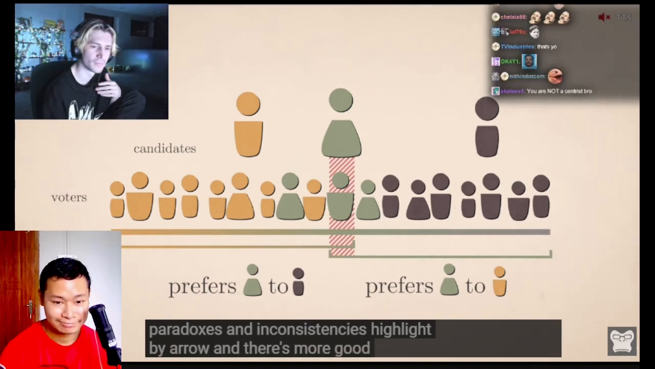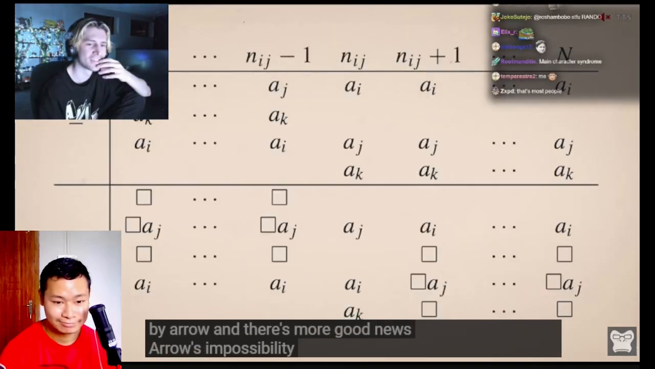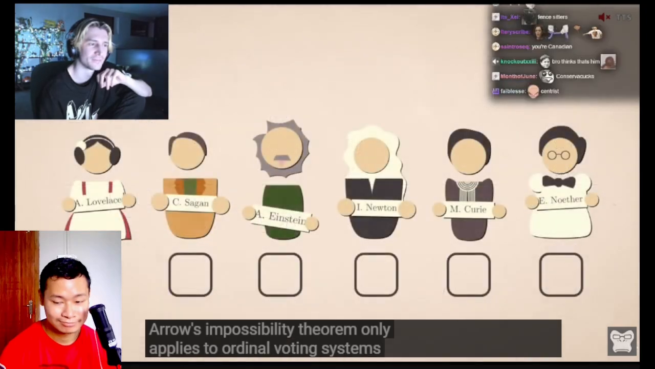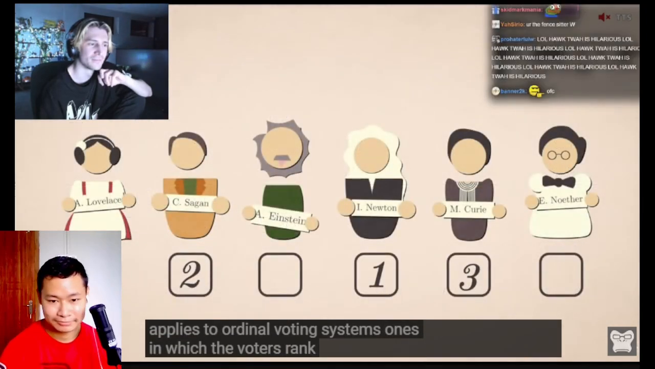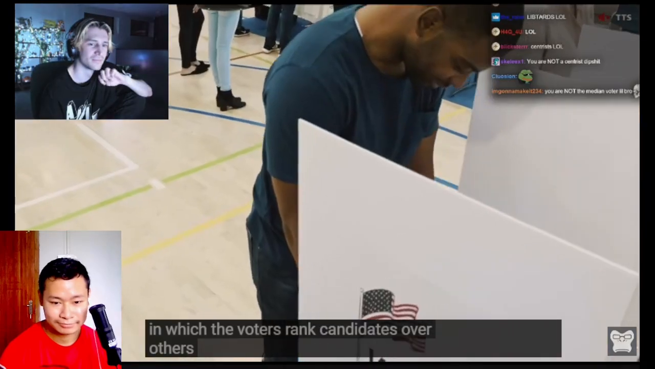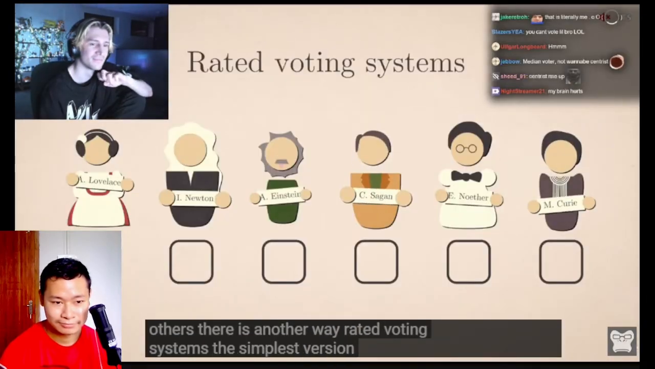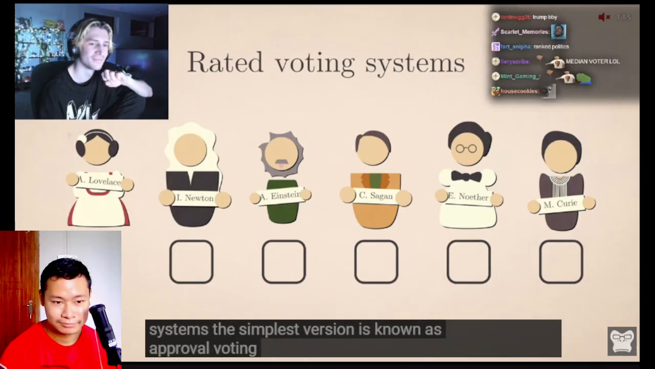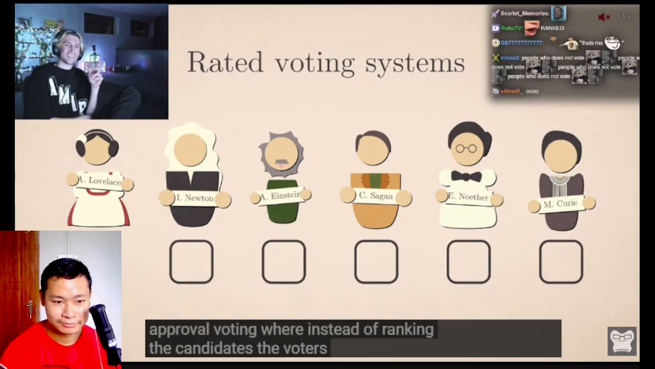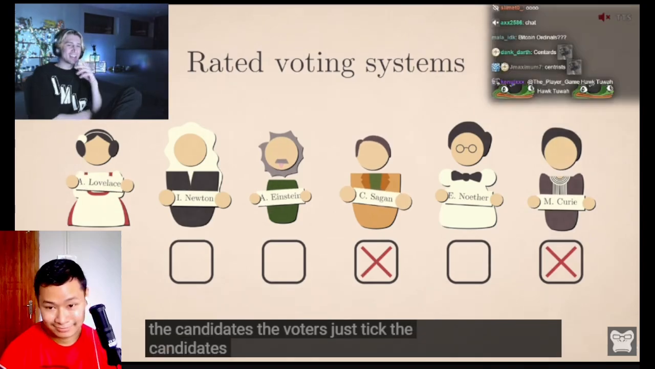And there's more good news. Arrow's impossibility theorem only applies to ordinal voting systems, ones in which the voters rank candidates over others. There is another way, rated voting systems. The simplest version is known as approval voting, where instead of ranking the candidates, the voters just tick the candidates they approve of.